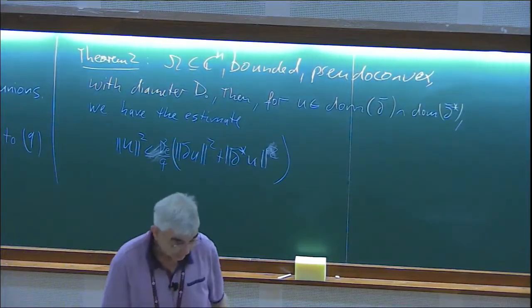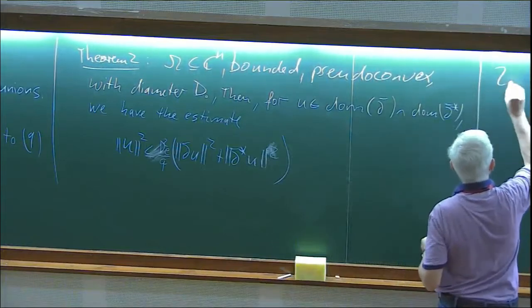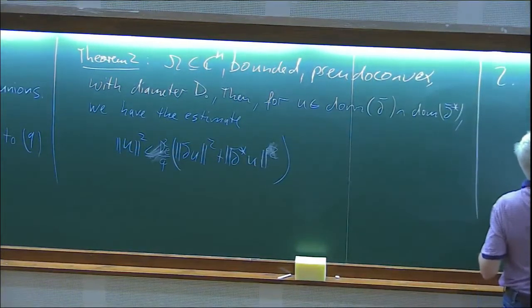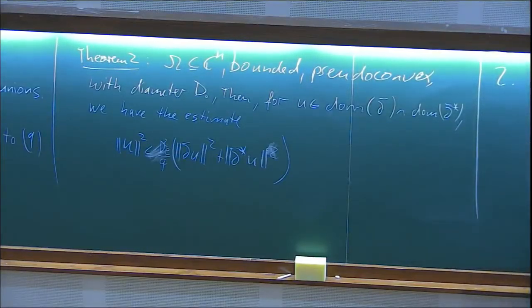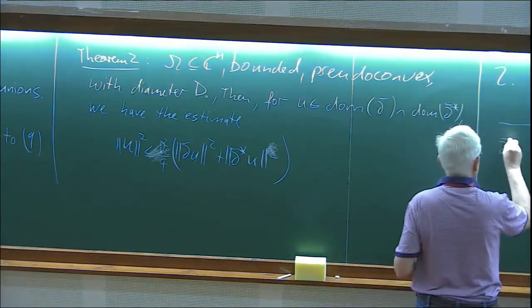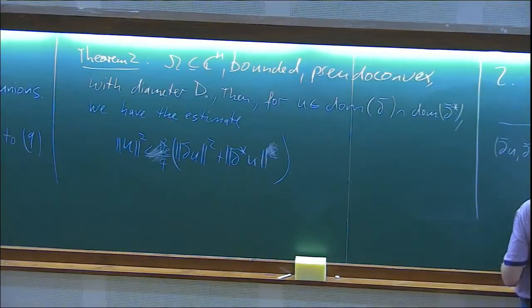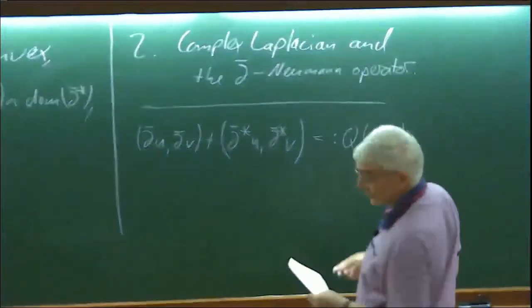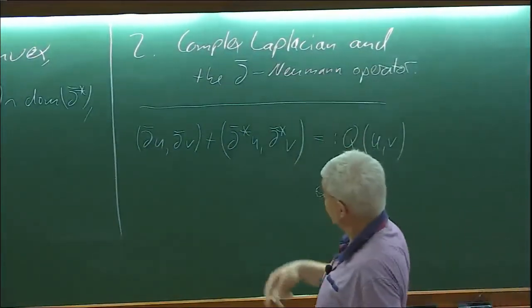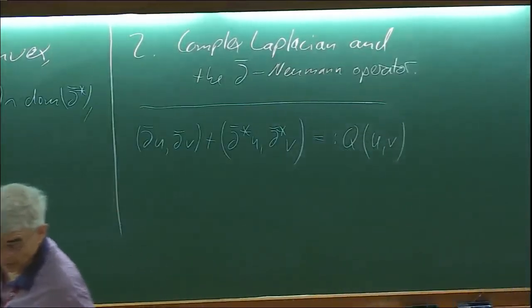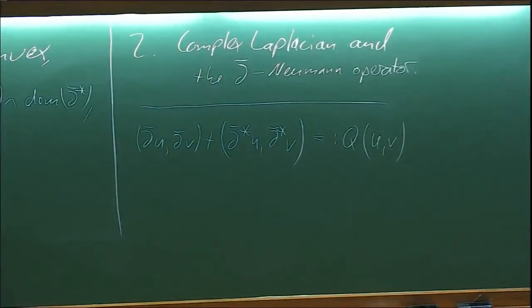So now we have everything in place. I'm going to start now sort of part 2, which is the complex Laplacian and the Neumann operator. Okay, so this form d bar u, d bar v, plus d bar star u, d bar star v, plays an important role, so let's give it a name. This is usually denoted as Q of U and V. And of course, when I write something like this, I'm assuming that U and V are in the appropriate domains. That is, both are in the domain of d bar intersect domain of d bar star.